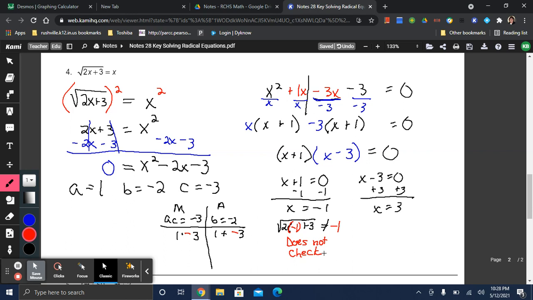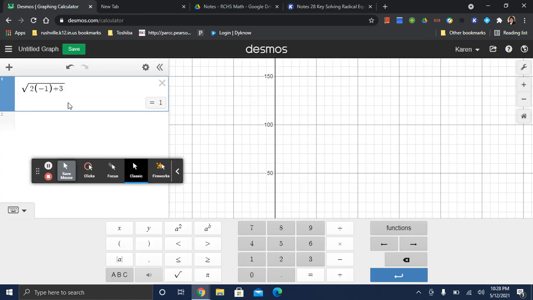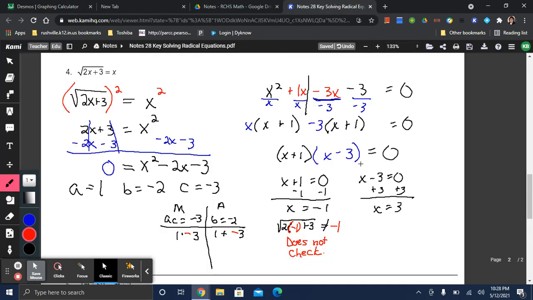Now, we should also check the 3. So I'm going to put the 3 in the original problem. So 2 times 3 plus 3 inside of a square root. So I'm going to change this to a 3, and we should get that answer we started with, which we do. So that answer does check, and that would be our solution. So the 3 is our solution set.